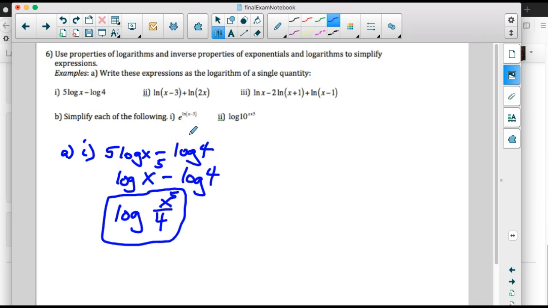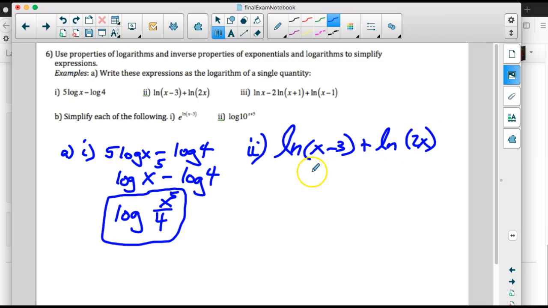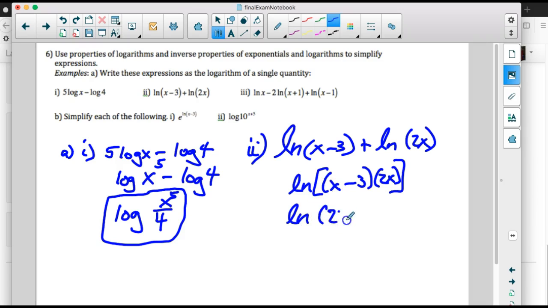Okay, for the second one, we don't have anything in front of it, so the ln, if these two terms are added together, so an addition of logarithms is a multiplication problem. So what we would do is write this as ln of x minus 3 times 2x, or ln of 2x squared minus 6x. All right, this is the second problem.